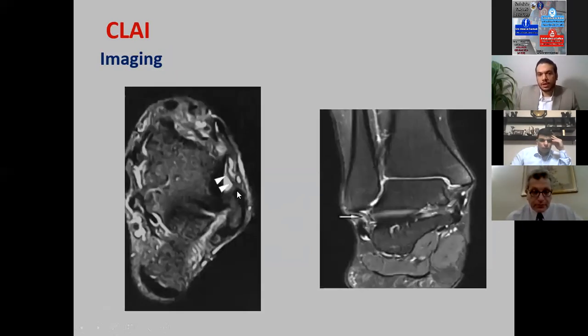MRI also can be helpful in confirming the diagnosis. Axial cuts to evaluate the anterior talofibular ligament, and usually the coronal cuts to evaluate any injury to the calcaneofibular ligament deep to the peroneal tendons.